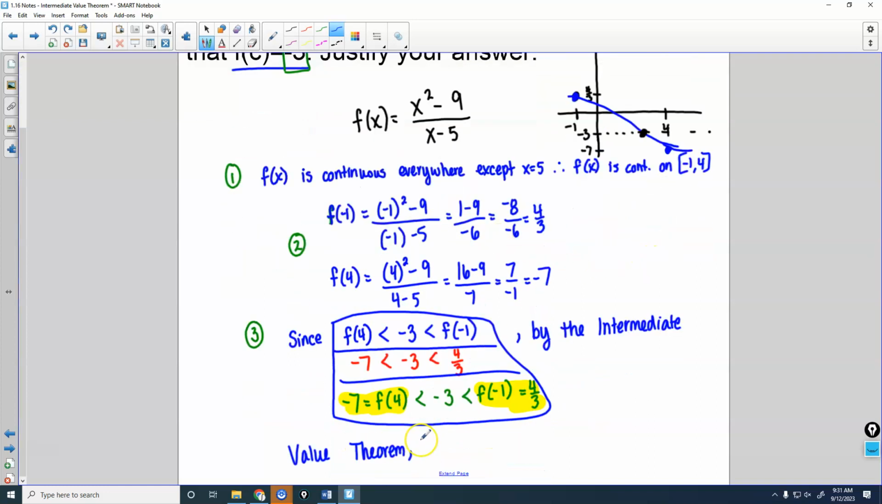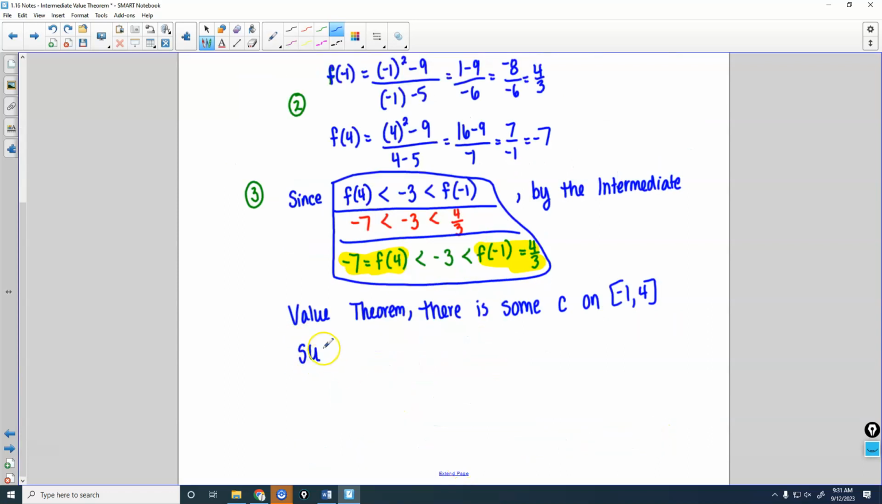Now we do need to say on the interval. There is some c, I'm going to put on the interval from -1 to 4, such that f of c equals -3. And that is our fourth thing, making that conclusion using the intermediate value theorem.